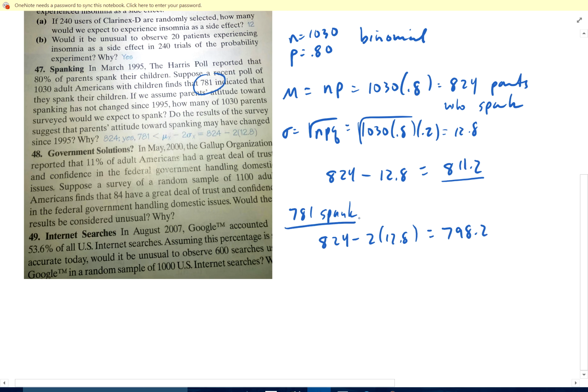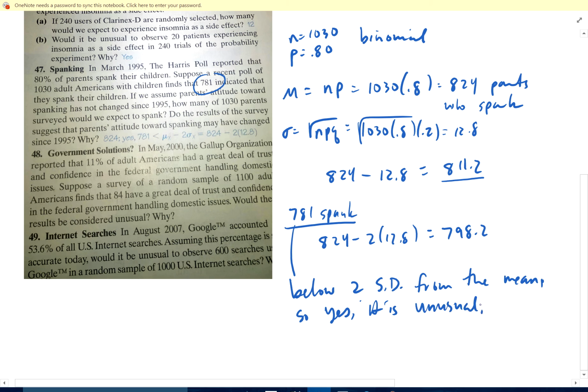So this is below 2 standard deviations from the mean. So yes, it is unusual. Alright, does that make sense? Alright, there you have it.